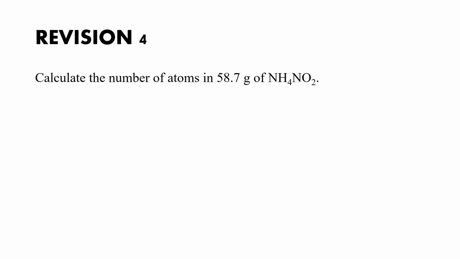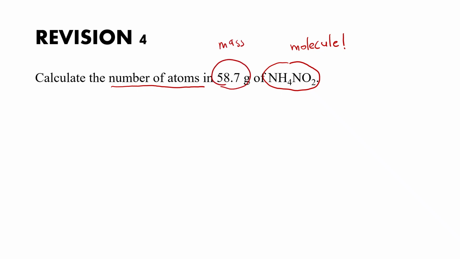Okay, next. Calculate the number of atoms in 58.7 gram of ammonium nitrate. So again, soalan minta awak cari apa? Awak nak kena cari number of atoms. Okay. So ini benda apa? Ini adalah molekul ataupun compound. Okay. Tapi soalan minta awak cari number of atoms. Okay. Mass yang diberi ini pun ini adalah mass untuk molekul. Okay, so awak tak boleh direct cari dahululah number of atoms.